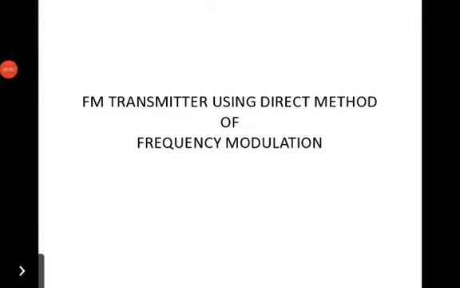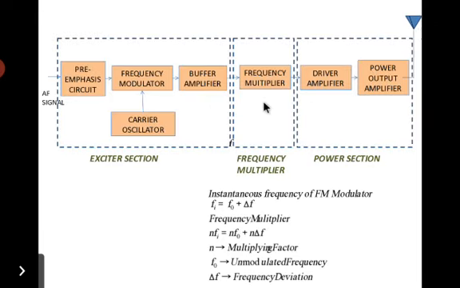Hi everyone, today in this section let us see FM transmitter using direct method of frequency modulation. The figure shows the block diagram for FM transmitter using direct method. A direct method of FM transmitter has three basic sections: exciter section, a frequency multiplier and a power section.